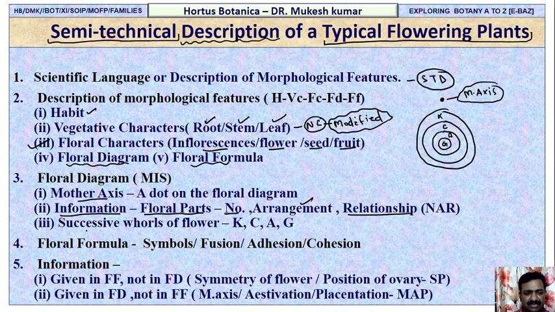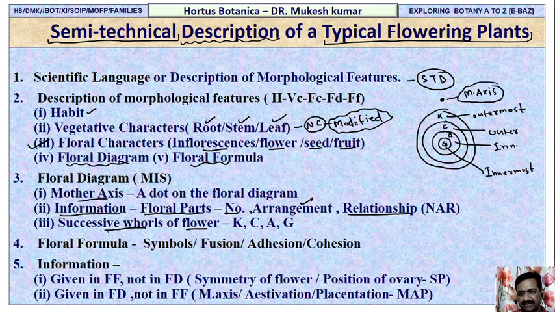Then we all know the successive whorls of the flower, that is the calyx, corolla, androecium, and gynoecium. You all know this is your outermost whorl, and the gynoecium is your innermost whorl, right? So a question will come: which is the outer whorl? Yes, this is your calyx, and which is the inner whorl? This is your gynoecium. So these are the successive whorls from outer to inner.